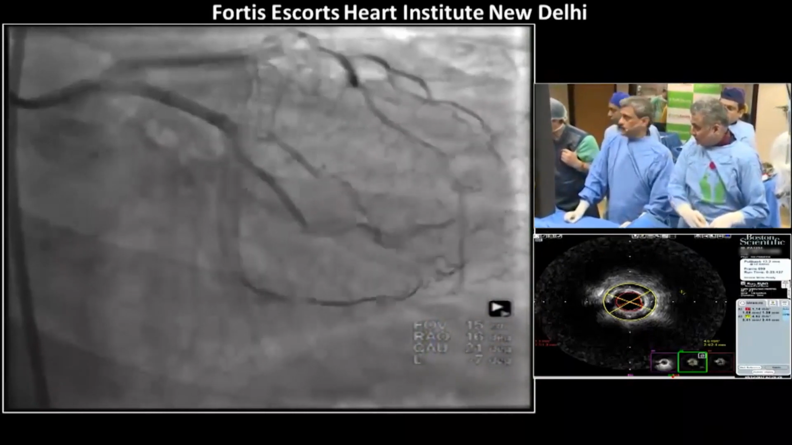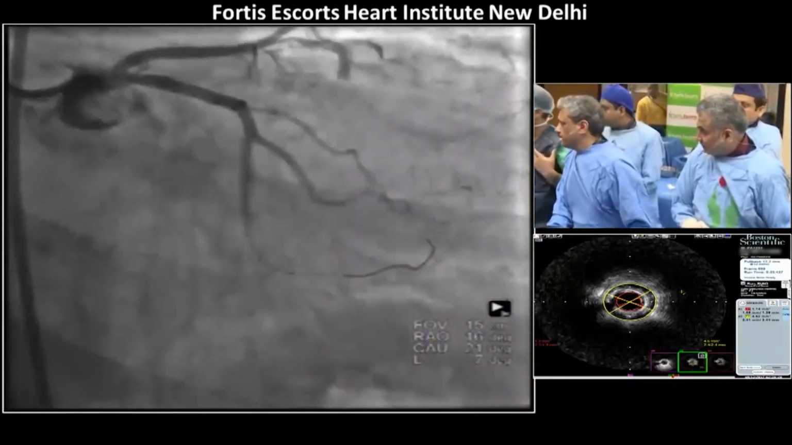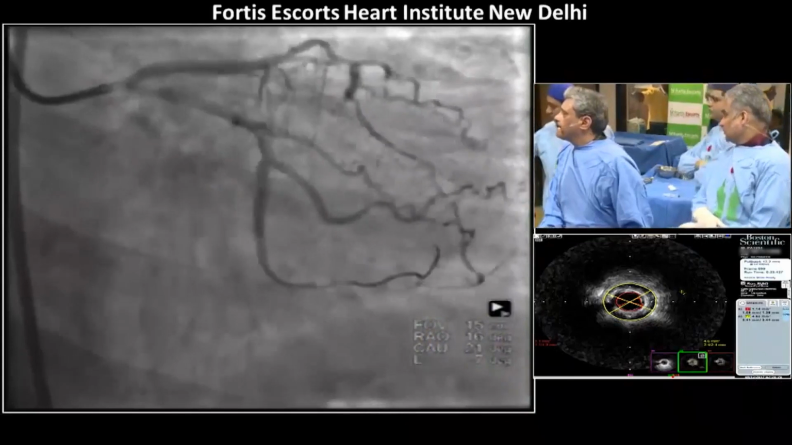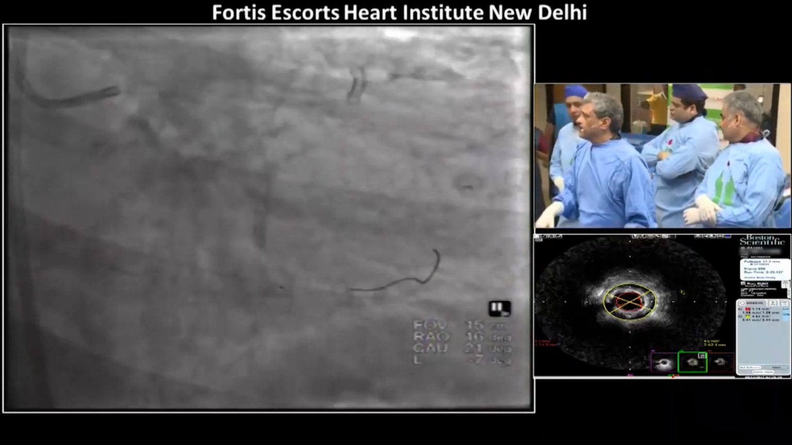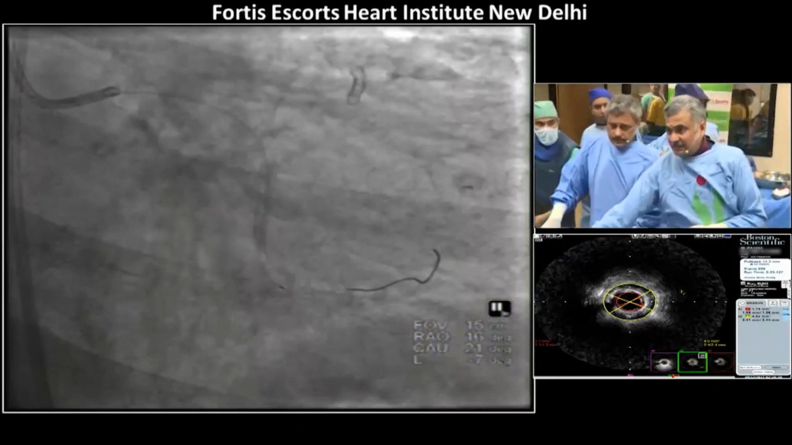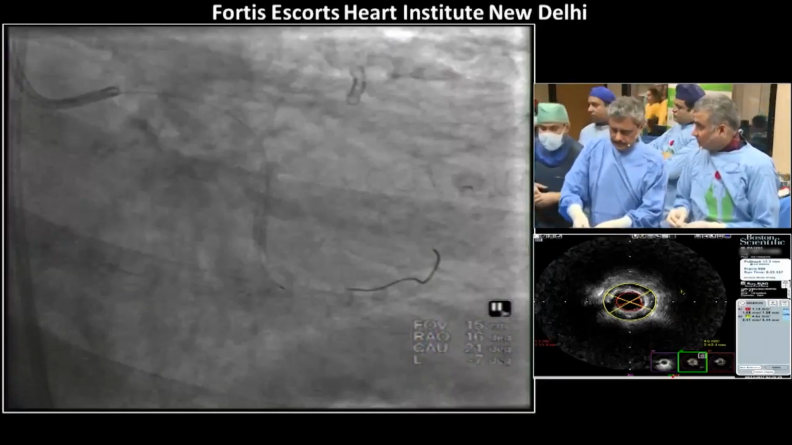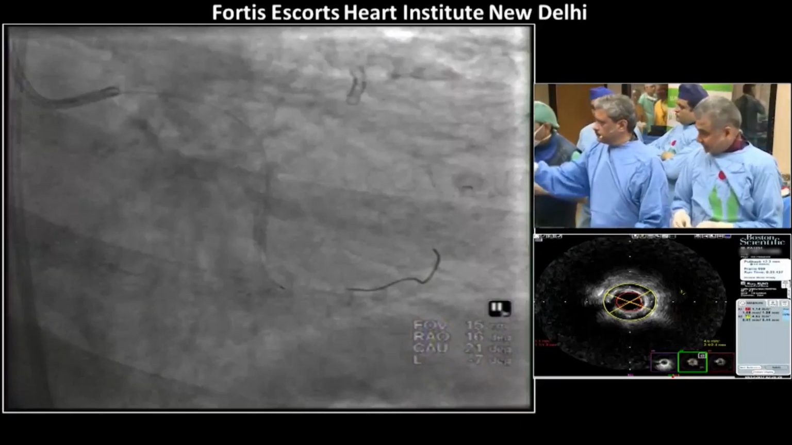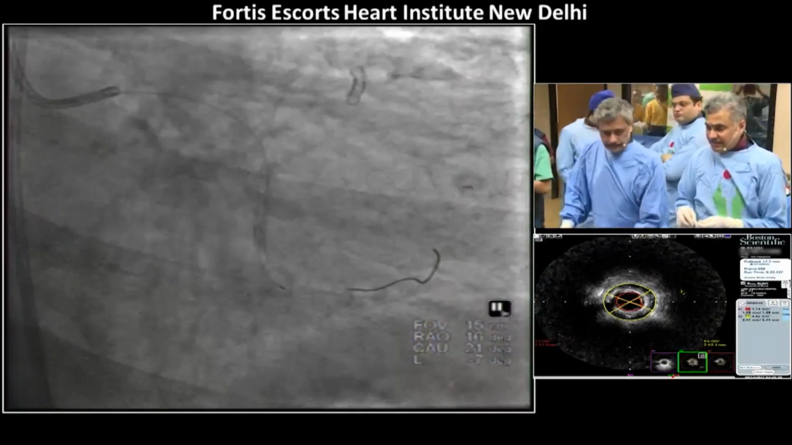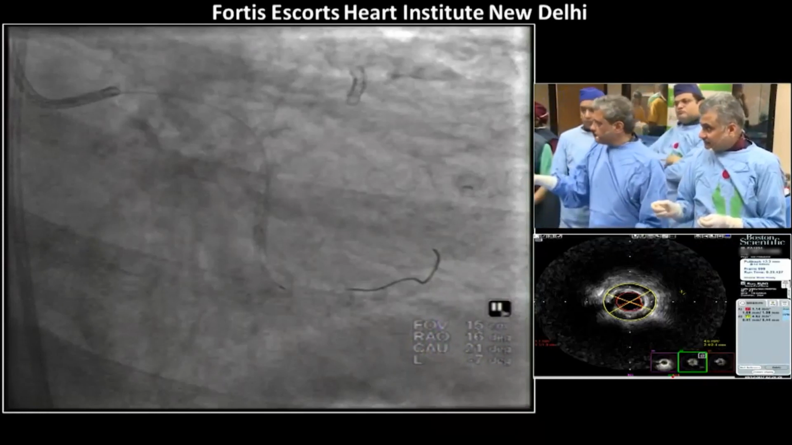Okay, we don't have 2.25 by 13. So what do we have? We have a 2.13, I think. No, we need 2.25. The Evermine is a stent which has got thinner struts. Yeah, we have got 2.25 by 13, right? Yeah, give it to me. The strut thickness is hardly 50 microns. So in a smaller vessel like that, less metal.